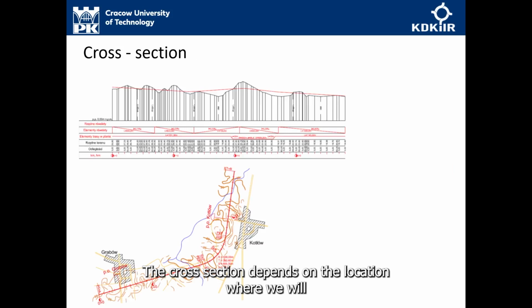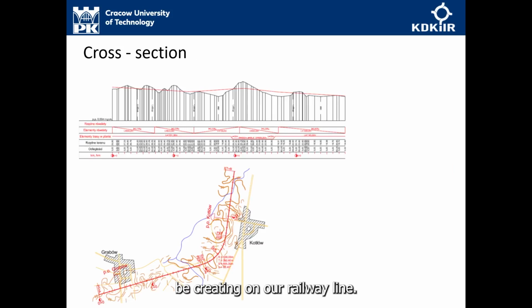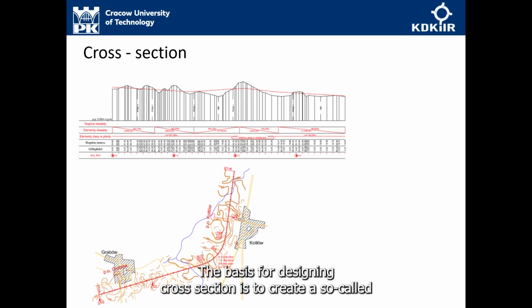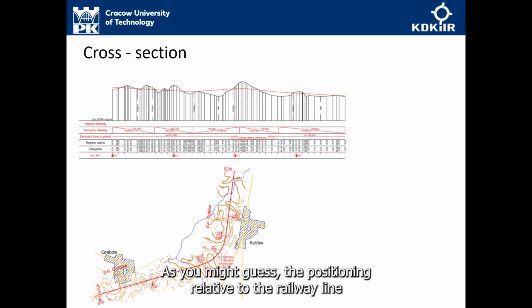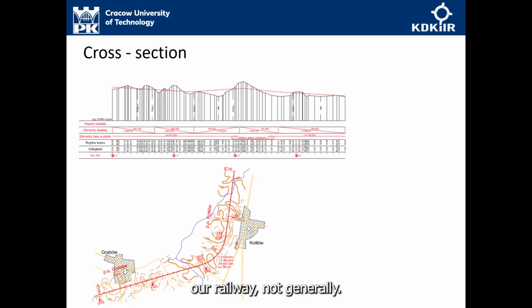The cross-section depends on the location where we'll be creating it on our railway line. The basis for designing a cross-section is to create a so-called typical cross-section or a normal cross-section. As you might guess, the positioning relative to the railway line will define the conditions under which we will build our railway line. Generally, this will come down to locating the railway line either on an embankment or in a cutting, and these conditions will be most important for us.